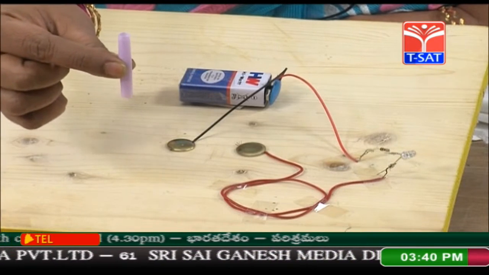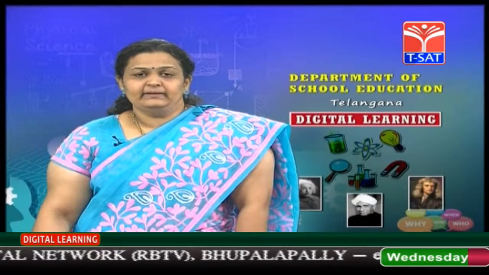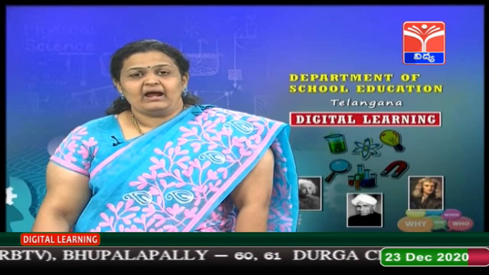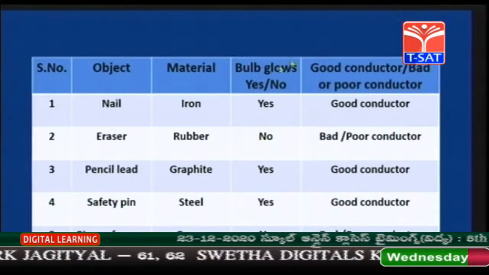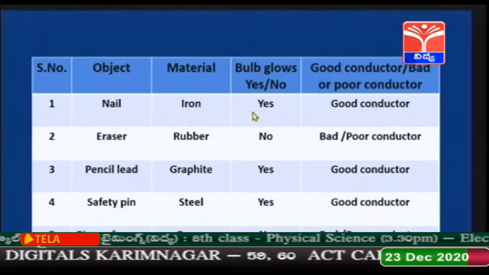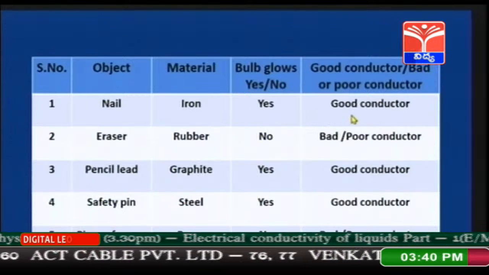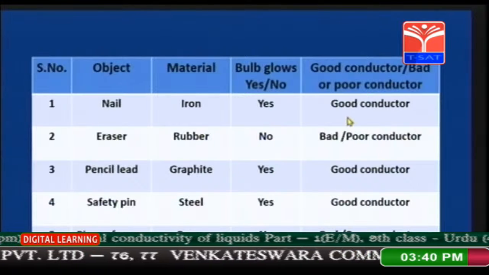So children, I hope you have made the observations. Now let us see them. So children, you have seen this activity and have understood that not all materials can pass current through them. In the activity we have used a nail which is made up of iron. Did the bulb glow, children? Yes, the bulb has glowed, which means that iron is a good conductor of electricity.